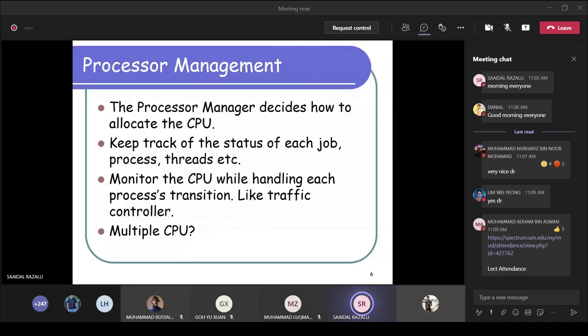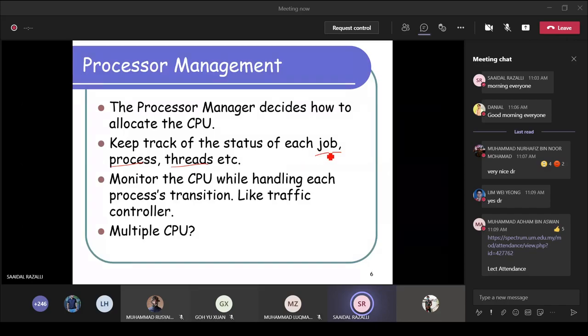So the processor manager decides how to allocate the CPU. Basically, if you want to see how your CPU is doing in a Windows system, press Control, Alt, Delete and open the Task Manager or something like that. You can see how much your CPU allocates and your CPU utilization. It also keeps track of the status of each job, process and thread, okay? So you have a job, you have a process and you also have a thread.